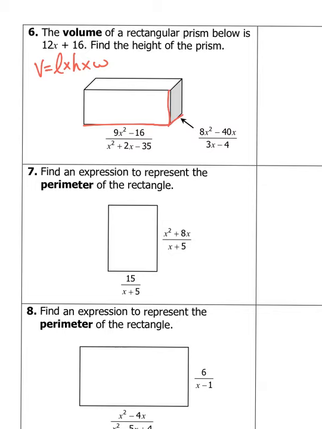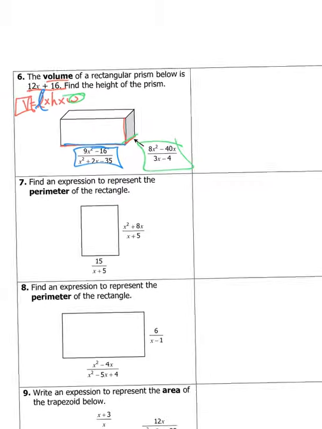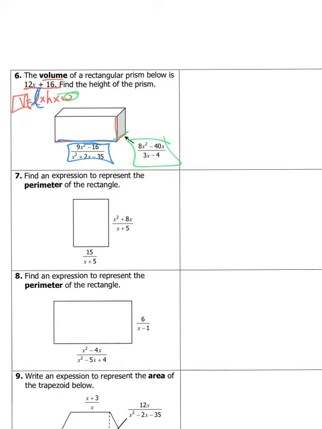So basically what's happening is that they're giving you the volume right there. Okay, they're giving you this guy. Call this guy the length, and we'll call this one the width. All right, so we can set up an equation and solve. So my volume is going to be 12x plus 16.